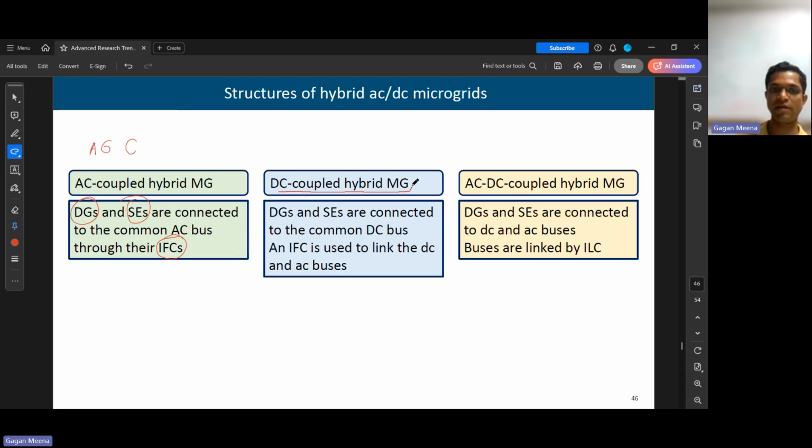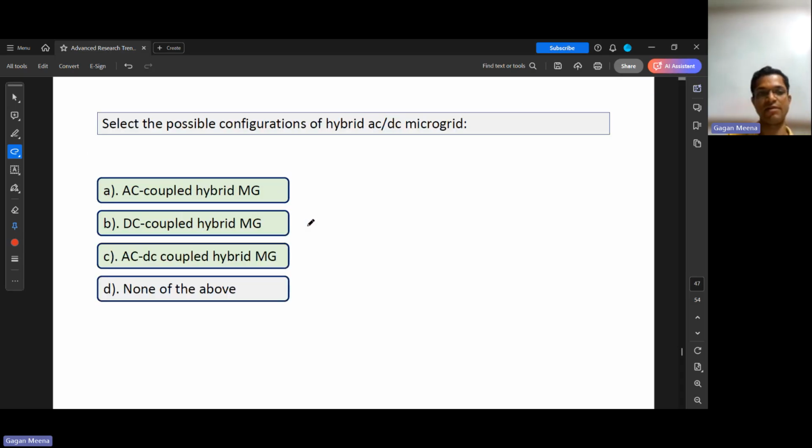Then DC coupled: here the DGs and storage elements are connected to the common DC bus, and the interfacing converter is used to link the DC and AC buses. Then AC-DC coupled hybrid microgrid: here the DGs and storage elements are connected to both DC and AC, and the buses are linked by an interlinking converter.